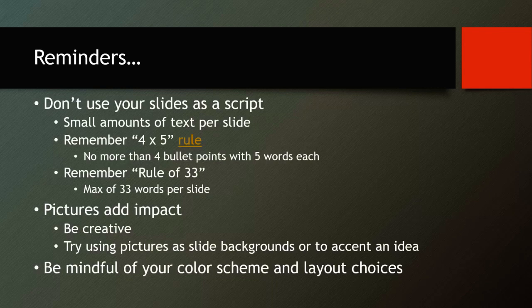There are a couple of rules you can remember to help keep your text to a minimum. The first is the 4x5 rule. So if you're using a bulleted list of text, just remember that you should have no more than 4 bullet points with no more than 5 words each bullet point on a slide. So don't overload your audience with lots of lists. The other rule is to remember the rule of 33, which says that there should not be more than 33 words per slide. So if you're using some kind of block quotation or including text in there, just try to keep it to a minimum and don't exceed that 33 words per slide.